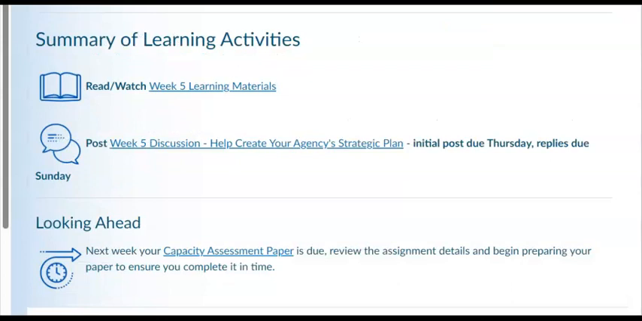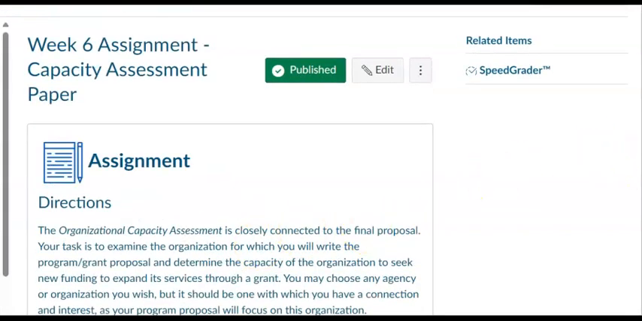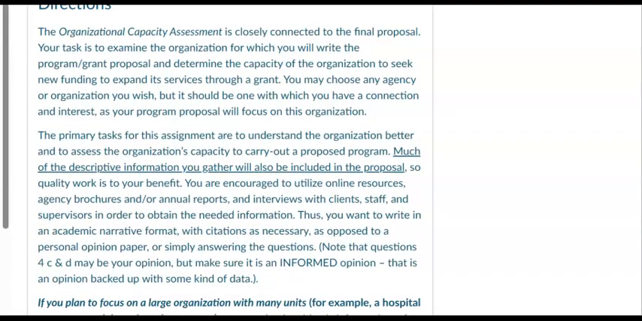I want to also make you aware that in week 6, you are going to have the assignment of completing a capacity assessment paper. So it's worth briefly going over what that looks like. For that capacity assessment paper, this assignment is closely connected to the final proposal. Your task in week 6 is to examine the organization for which you will write the program grant proposal and determine the capacity of the organization to seek new funding to expand its services through a grant.